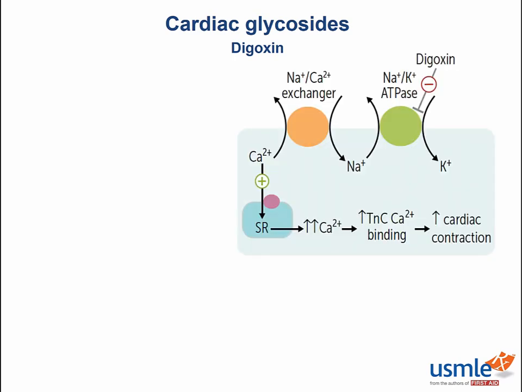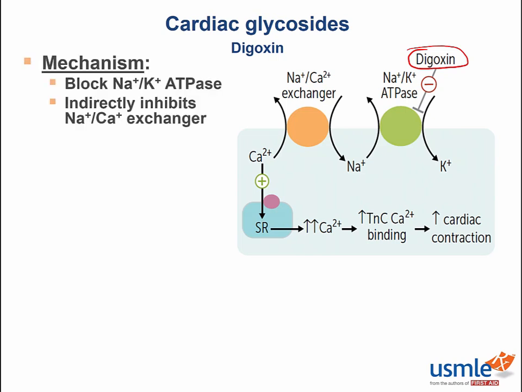Here's an image showing the different transporters on the sarcolemma membrane of our cardiomyocyte. Notice how digoxin competes with potassium for the extracellular potassium binding site of the sodium-potassium ATPase in cardiac tissue. By decreasing activity of the sodium-potassium ATPase, we achieve our main goal of decreasing the efflux of sodium.